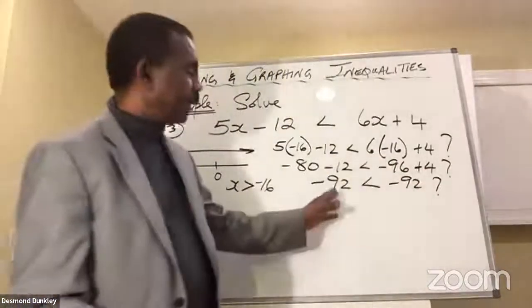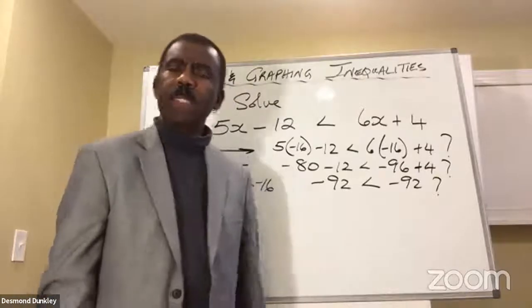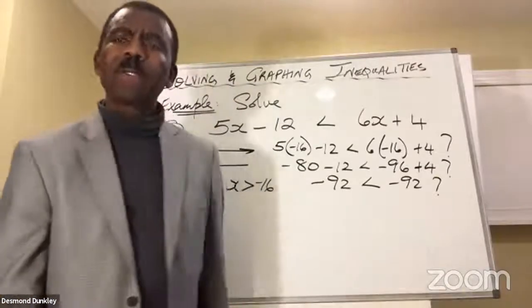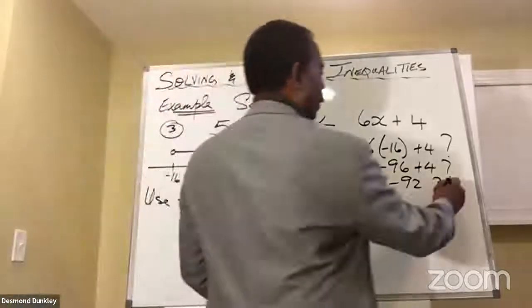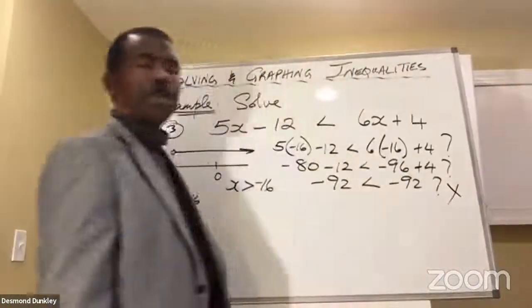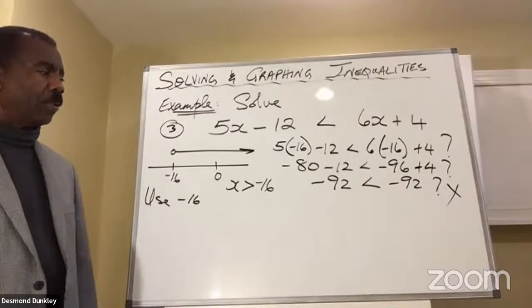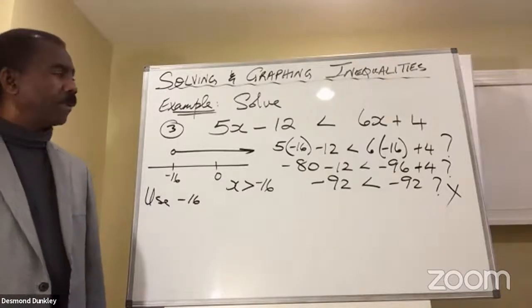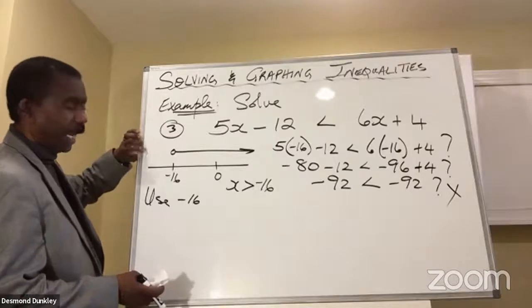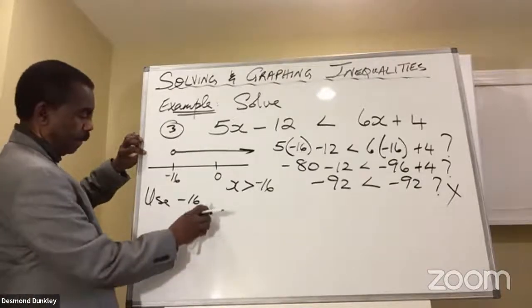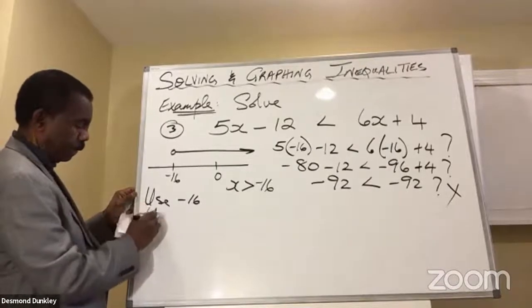So is negative 92 less than negative 92? No, it's not. It's equal to. Not less than, but it's equal to. So therefore, this does not work. That is not true. It's not less than negative 92. Okay? Let's try a number down here like negative 20.